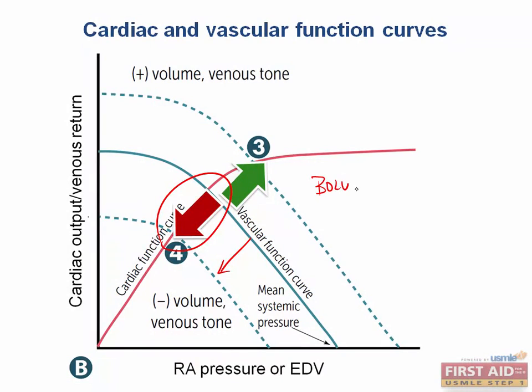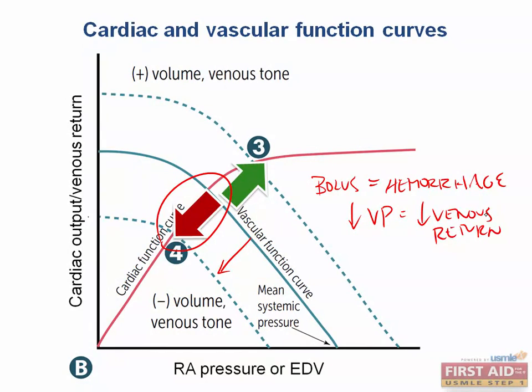So we said a bolus of fluid, and the opposite of that is hemorrhage. If they're bleeding, they're losing intravascular volume. This obviously will decrease venous pressure, which then leads to decreased venous return. There's just not enough volume to create enough pressure to create that gradient from the venous systemic circulation to the right atrium to get that gradient of flow returning blood back to the right side of the heart.